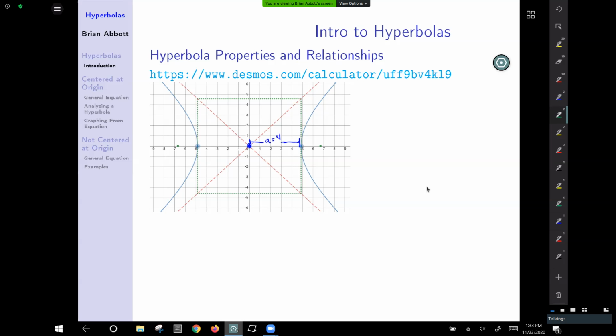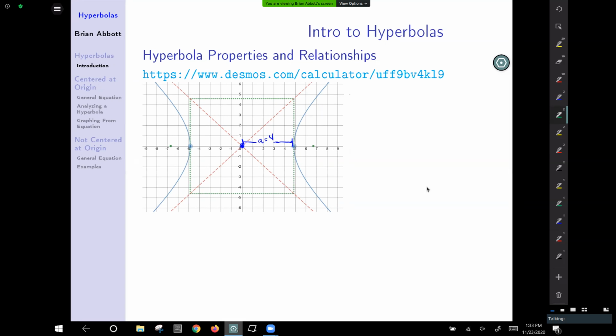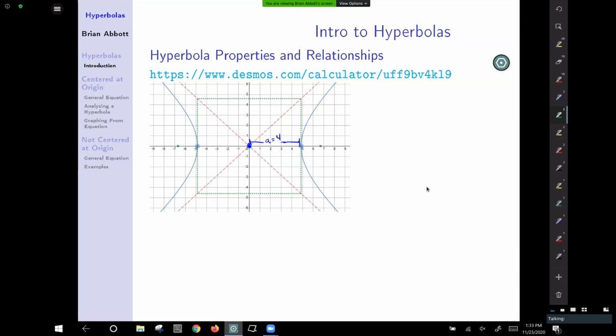There's no vertex in the vertical direction for this example, but that box defines the hyperbola in its own way, along with the asymptotes that go through the corners of the box. We're going to call the vertical distance here B, and that's B equals 3 in this instance. And then just like ellipses, the distance from the center to the focus is going to be C.